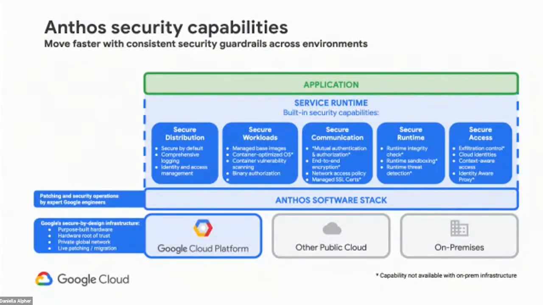The third cool capability is reducing the security risk at runtime. And this is done by runtime integrity checks, runtime sandboxing, and runtime threat detection. It also mitigates the security risk of data exfiltration. And the way it does this is we provide you VPC Service Controls. That's a feature that's available which mitigates the risk of data exfiltration.